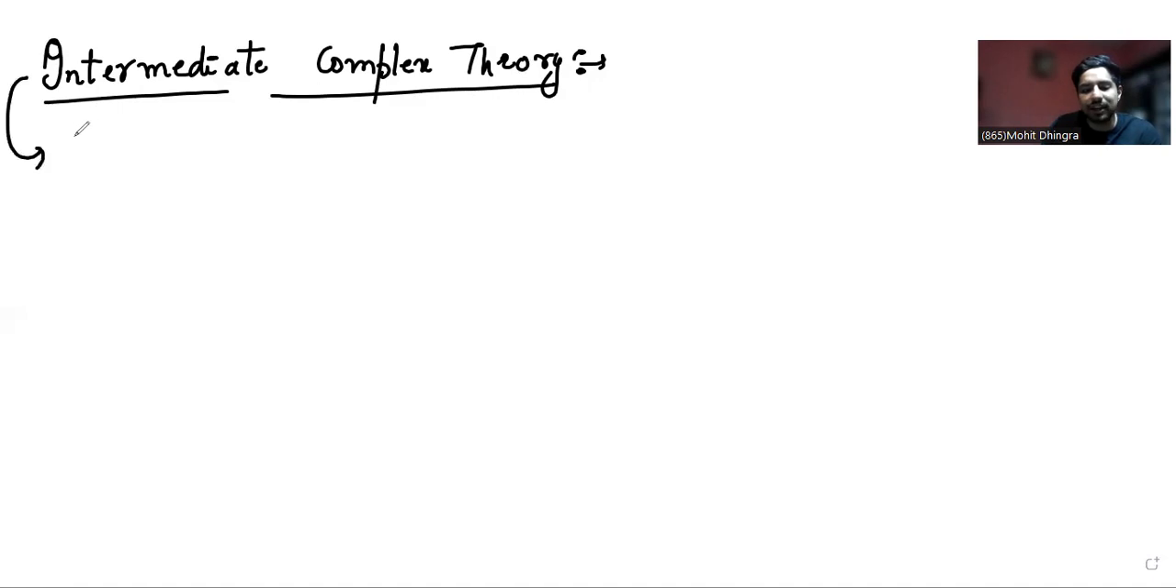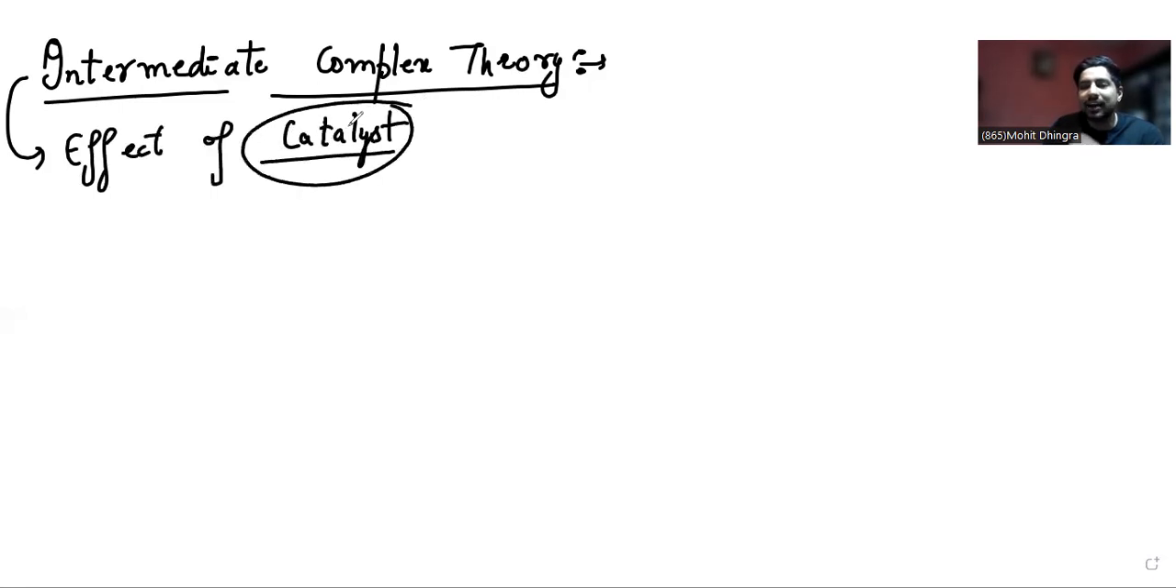So in this, what we study is the effect of catalyst. First of all, we need to know what exactly a catalyst is. A catalyst is a substance which increases the rate of reaction without being utilized in the reaction. Means it itself is not getting consumed in the reaction. It is just increasing the rate of this reaction.